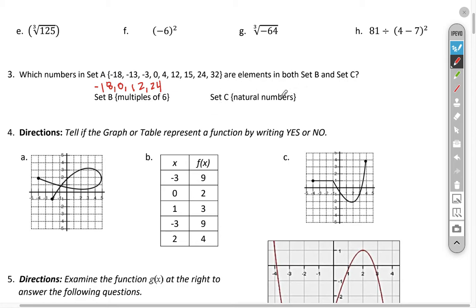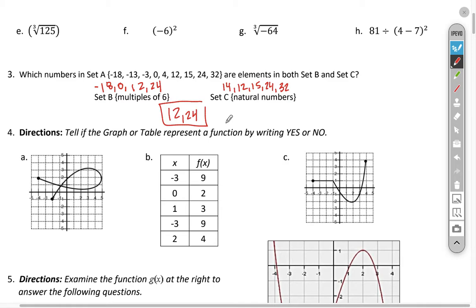Set C says natural numbers. Remember, natural numbers are counting numbers, so nothing negative, and it has to start with 1 and go up from there, so no zeros. So our natural numbers are going to be 14, 12, 15, 24, and 32. Now the question said which one belongs to A, B, and C. So we need to look at B and C and see what numbers we have that are the same. It looks like we just have 12 and 24. So our answer is 12 and 24.